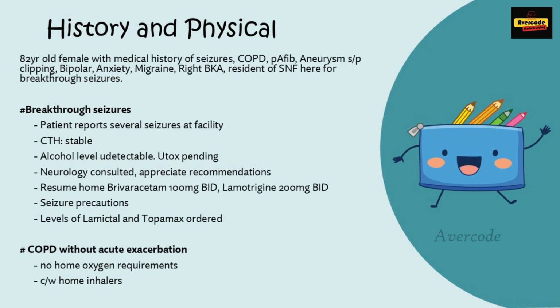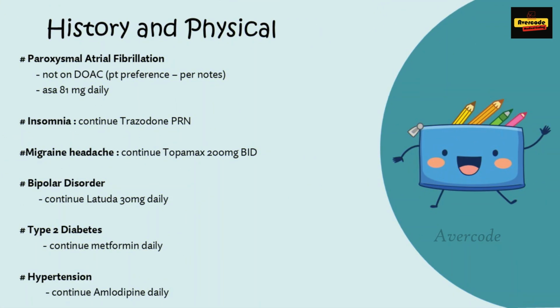neurology was also consulted. Patient is on brivaracetam 100 mg and lamotrigine 200 mg medications. Patient is also taking Topamax for migraine, home inhalers for COPD, aspirin 81 mg for paroxysmal atrial fibrillation, trazodone for insomnia, and continued Latuda 30 mg medication for bipolar disorder, metformin for type 2 DM and amlodipine for hypertension. Since the patient is actively being treated for these conditions, they must be coded as secondary diagnoses.